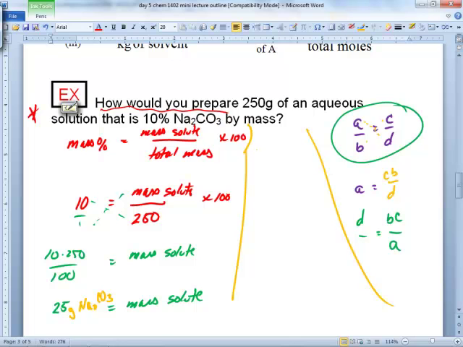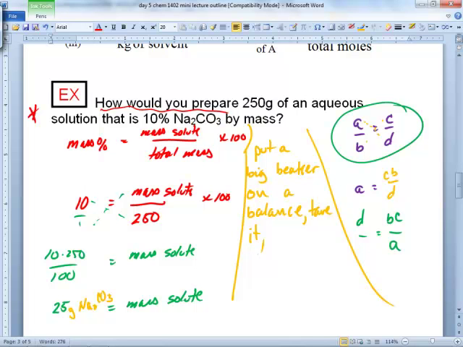I would say something like: place a big beaker on a balance. One of those mass balances. You should probably tare it. Okay, so now it reads 0. It's got that nice big beaker on there.